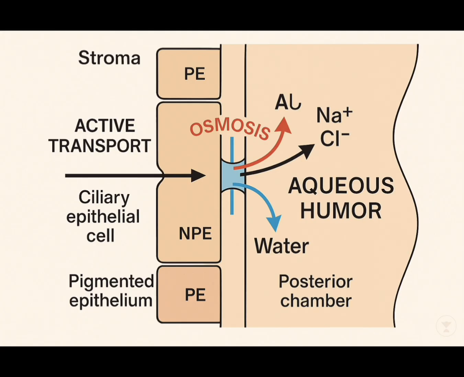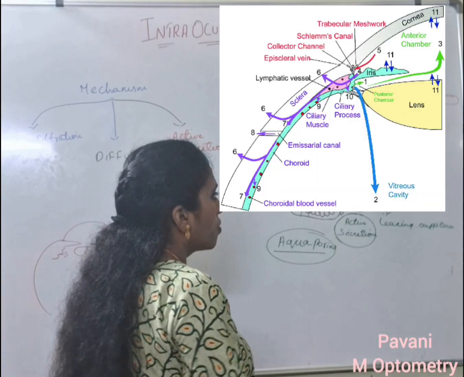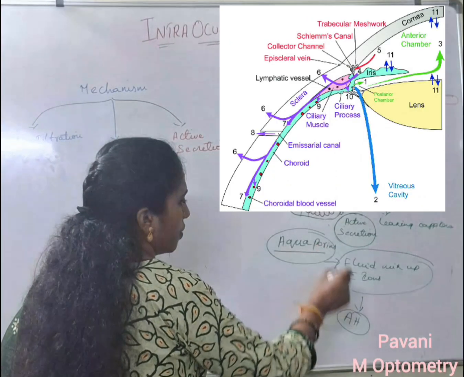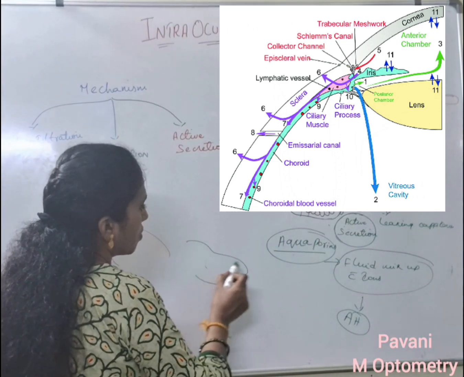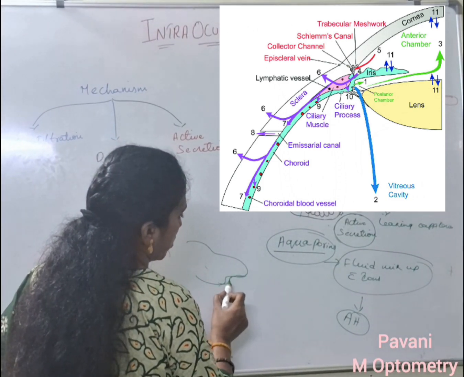This fluid enters the posterior chamber through special water channels called aquaporins, which are present in the non-pigmented epithelial cells. It is through these special water channels that the water enters the posterior chamber. When the water enters the posterior chamber, it gets mixed with the ions and then the aqueous humor is created. So the aqueous humor is created from the ciliary process of the ciliary body. This whole process happens at these projections, which are nothing but the ciliary process.